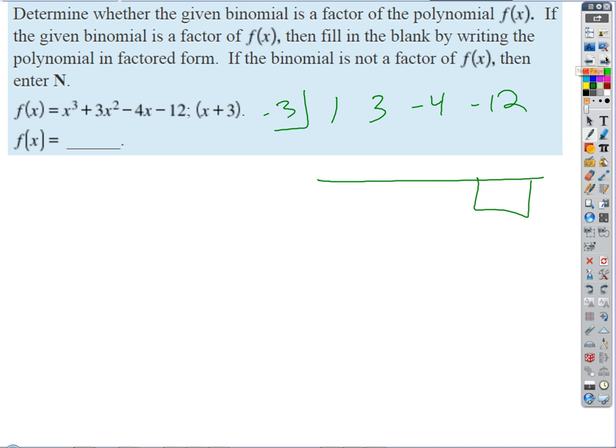So we'll try here. We bring the 1 down, 1 times -3 is -3. Add those up, I get 0. -3 times 0 is 0, -4 plus 0 is -4. -3 times -4 is 12, and it worked. We got 0 this time in the remainder box. So it did work. What does that tell us? That tells us that yes, x plus 3 is a factor of f of x, and when we divide them, this is the result.